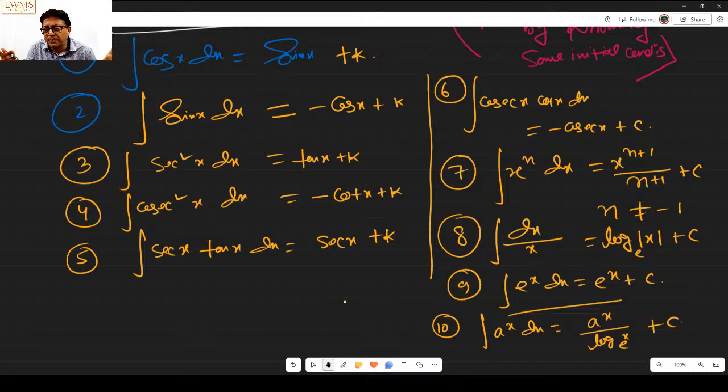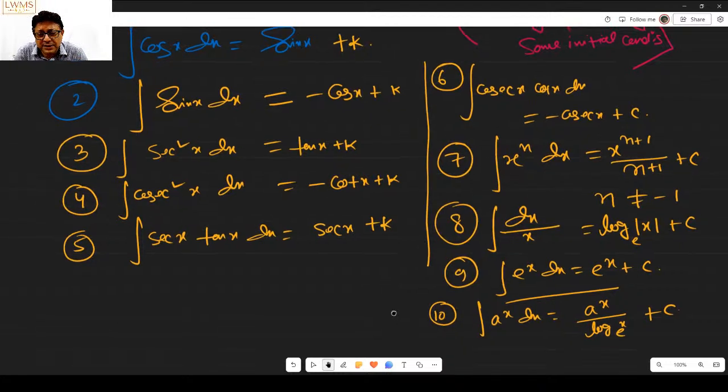If you have not done it before, just doing it today, okay, no problem. Just always compare the right hand side's derivative with the left hand side. d/dx of RHS will be LHS.